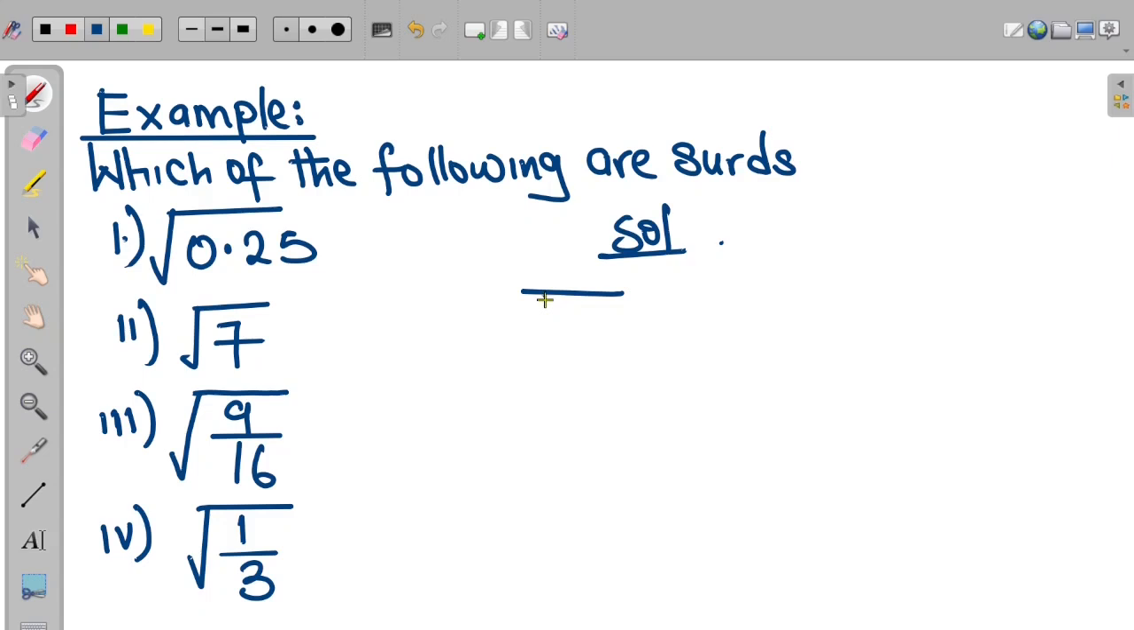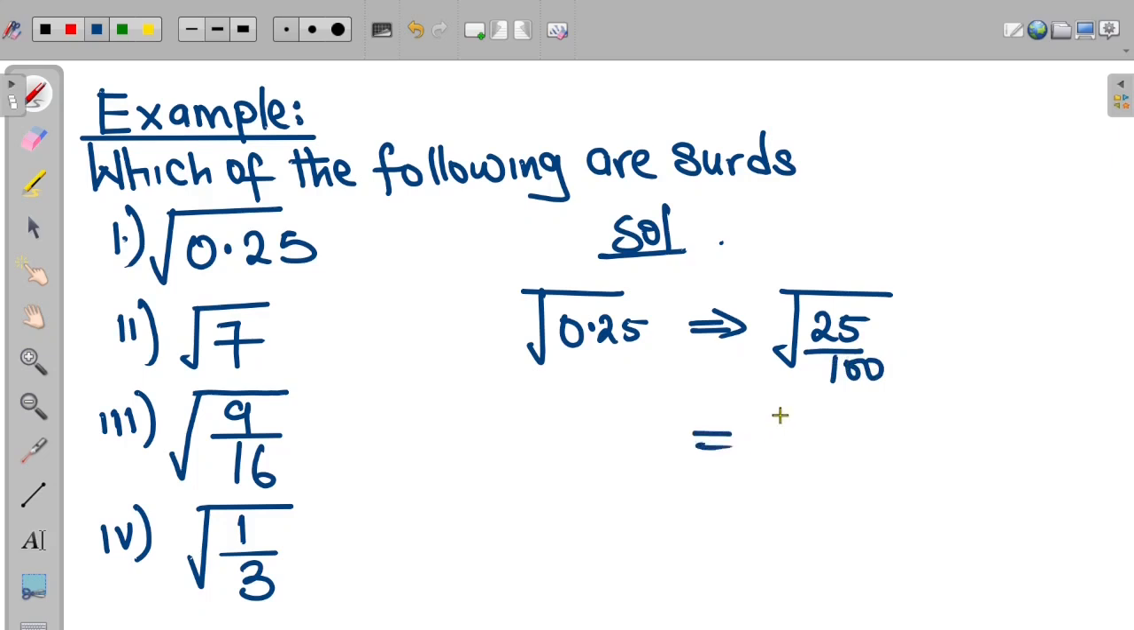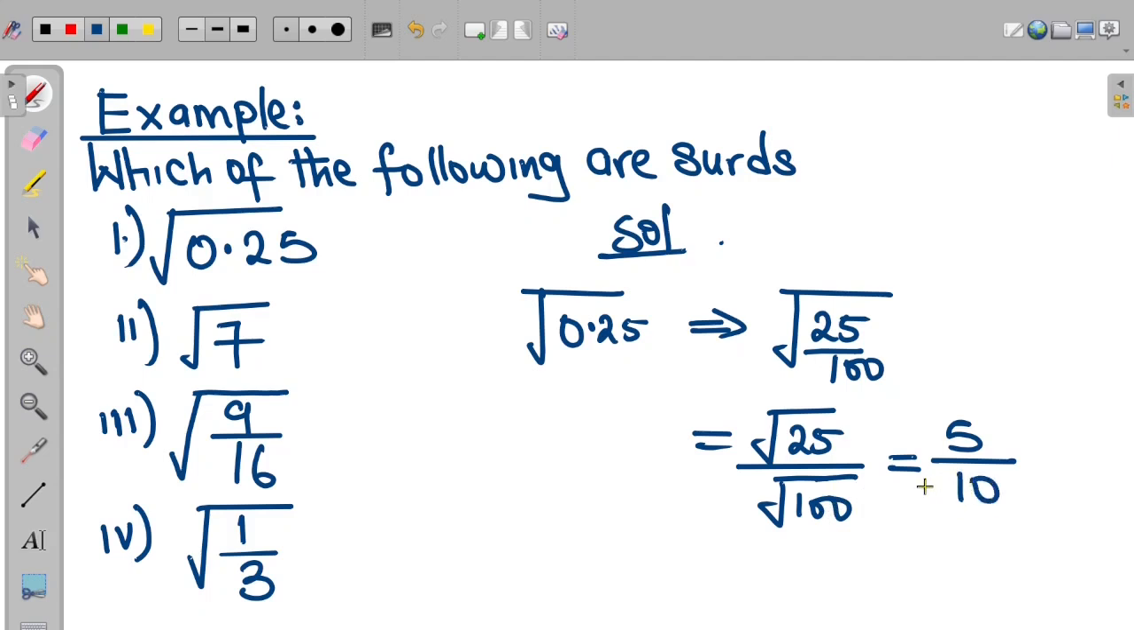So we have root of 0.25, and this can be expressed as root of 25 divided by 100. So at this point, we can have that this is root of 25 divided by root of 100. 25 is a perfect square, and root of 25 is 5. Also, 100 is a perfect square, and root of 100 is 10. So therefore, root of 0.25 is not a surd.